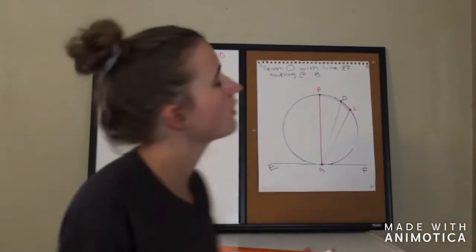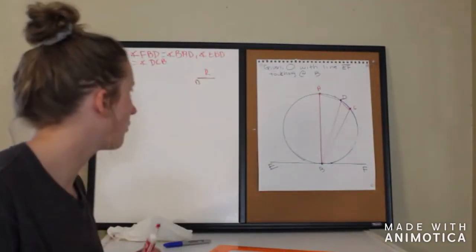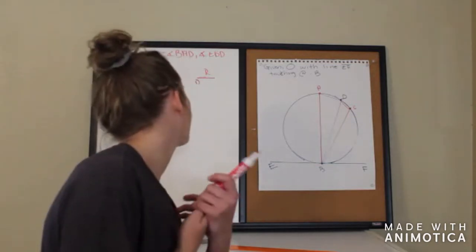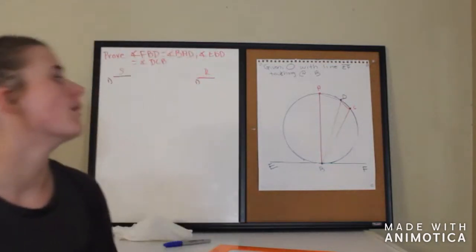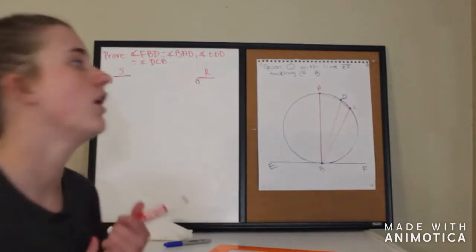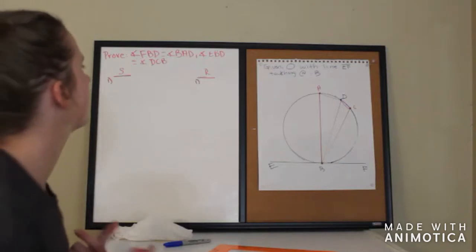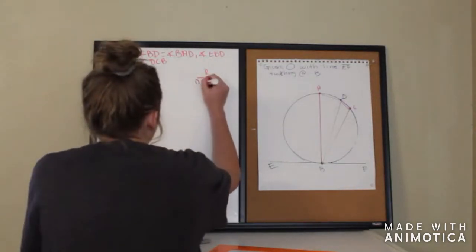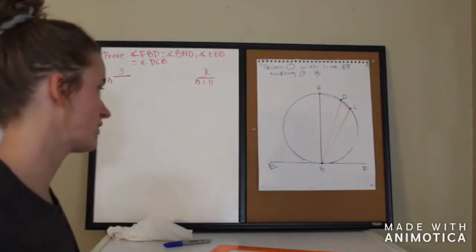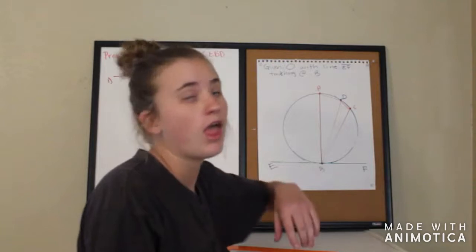Today we're going to be doing Book 3, Proposition 32. In this, we are trying to prove that angle FBD equals angle BAD and angle EBD equals angle DCB. We're doing that from a given circle and a line and a point on that line that touches the circle. So, we're going to use Book 1, Proposition 11, to raise a perpendicular from point B to create this line, BA.